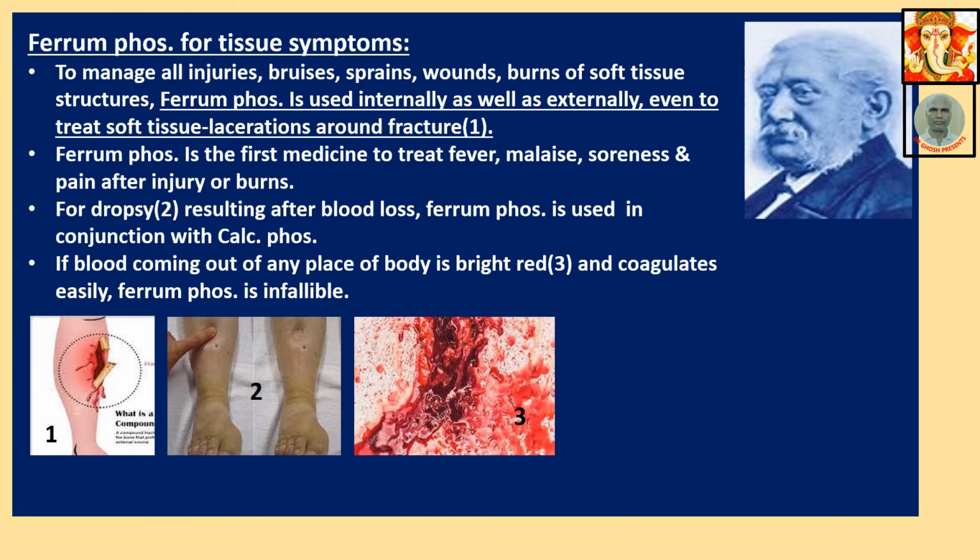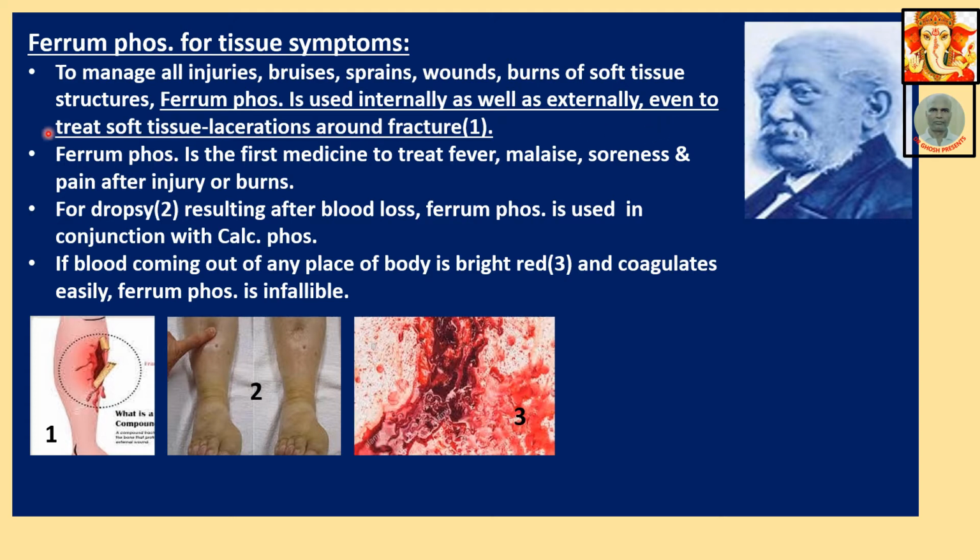Ferrum phos for tissue symptoms. To manage all injuries, bruises, sprains, wounds, burns of soft tissue structure, Ferrum phos is used internally as well as externally. Externally, mind it, wherever possible, you can use powdered Ferrum phos, mixing it sometimes in water, sometimes oil, sometimes Vaseline. You can apply it locally also if possible, and if you give it orally and use it locally, the cure will be sooner.